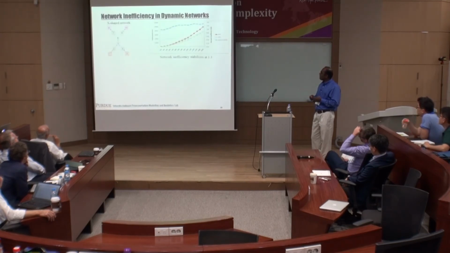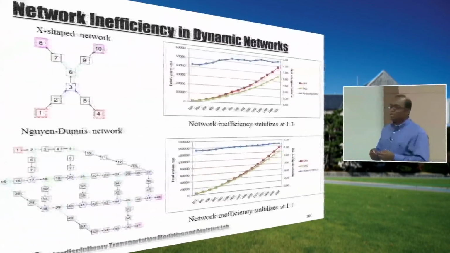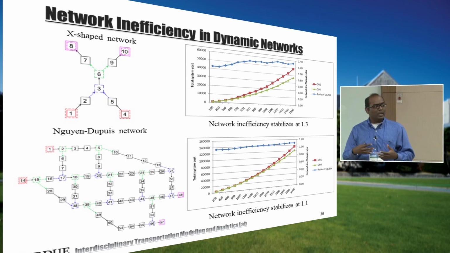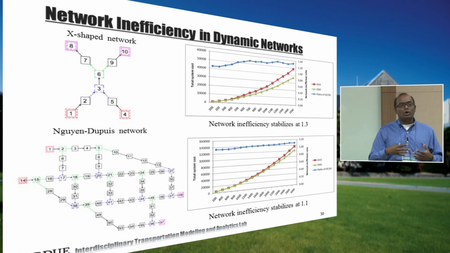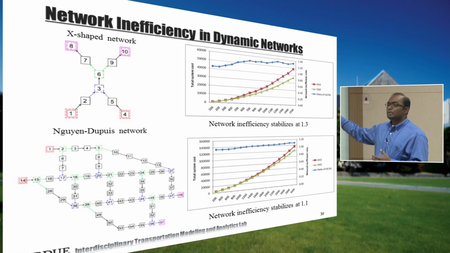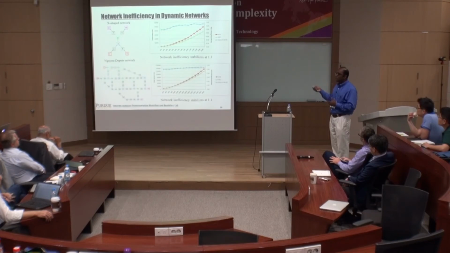So the next problem which we looked at is, can you compute the price of anarchy in this type of networks? And we compute the network inefficiency in these networks, and it typically ranges somewhere between 1.3 all the way to just greater than 2 in these dynamic networks. And this is still an open problem. Really, no one has got a good handle on how to compute the price of anarchy for these type of problems.